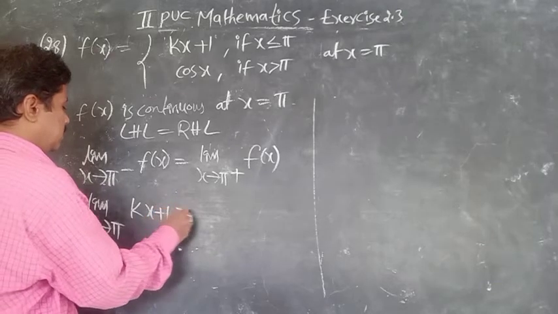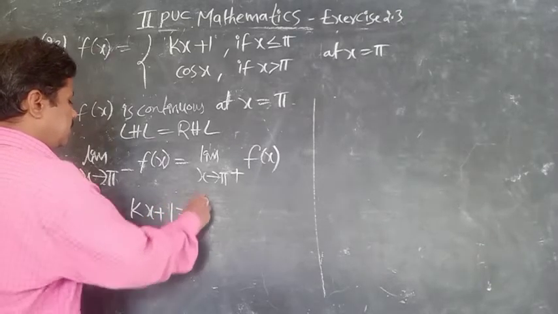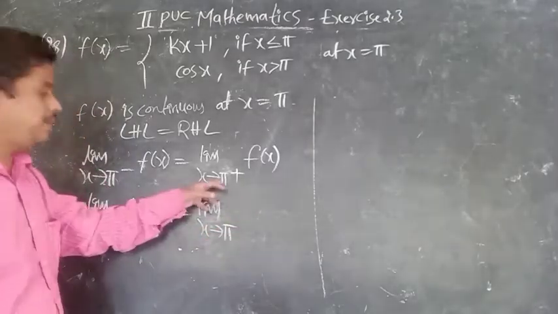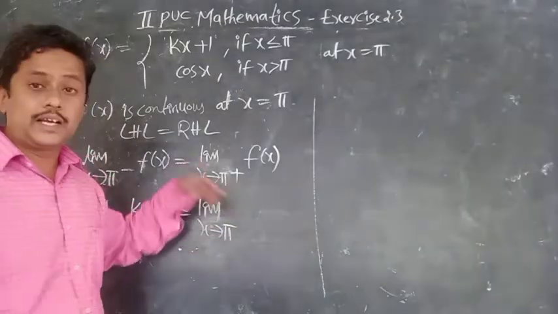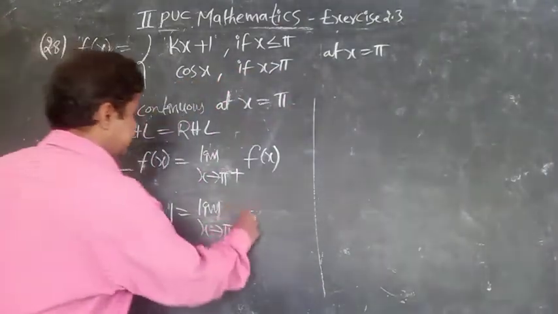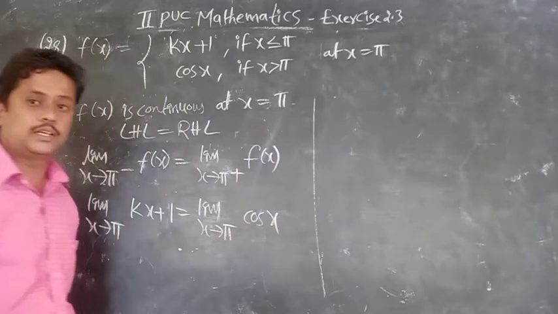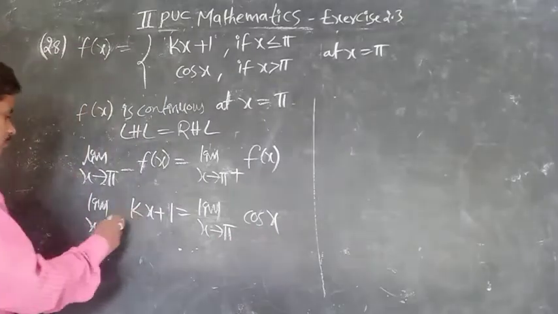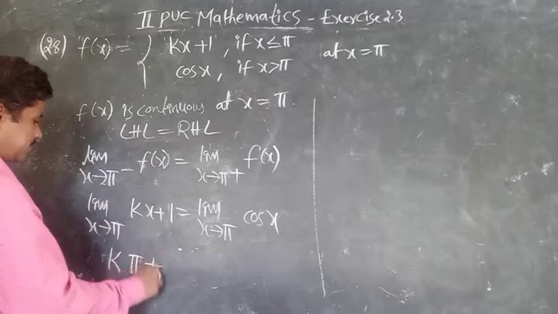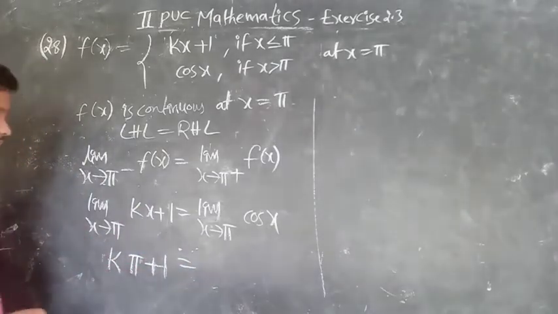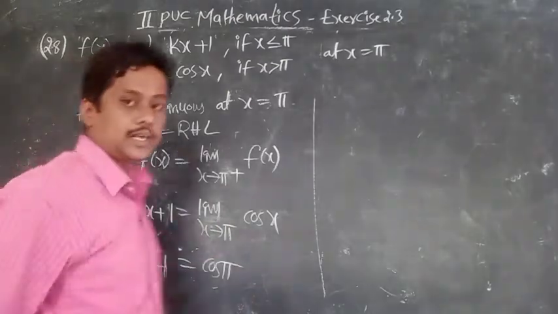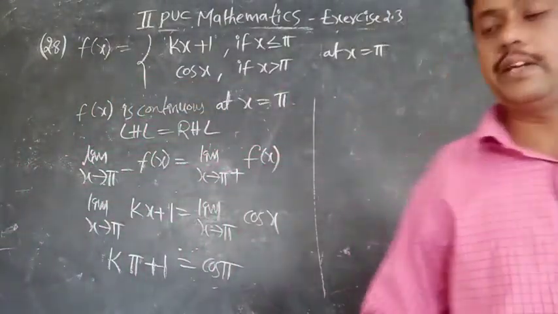Limit x tends to pi plus. What is the meaning of pi plus? Greater than pi, x greater than pi. So cos x. Substitute the pi value: k into pi plus 1 is equal to k pi plus 1 is equal to cos pi. Cos pi, substitute and calculate the value.